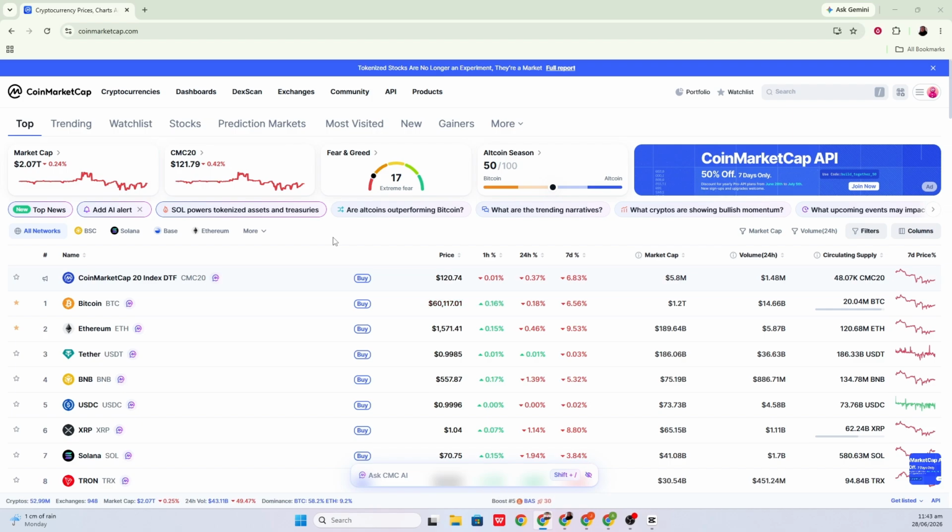First, check the total market cap value. Review whether this number is increasing or decreasing over time. A rising value shows that more capital is entering the market, while a declining value shows that capital is leaving.